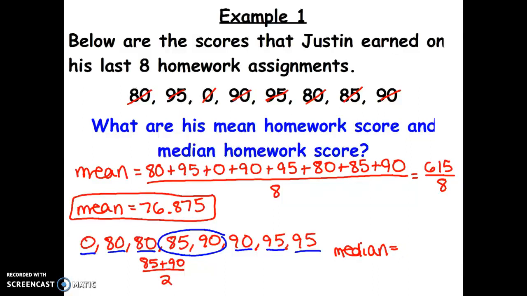So 85 plus 90 is 175. Divided by 2 is 87.5.